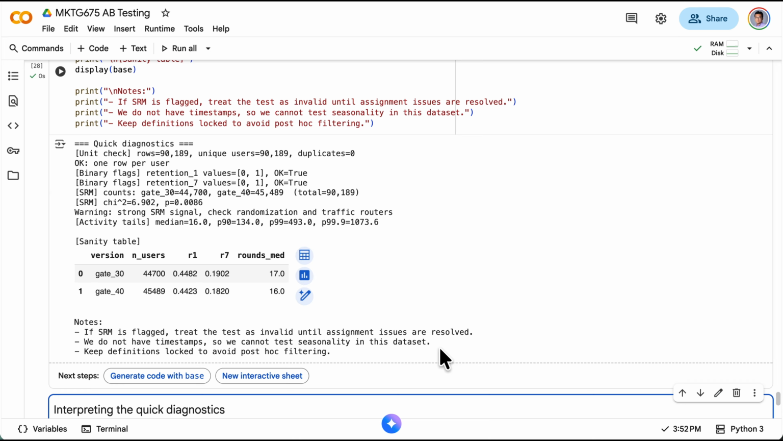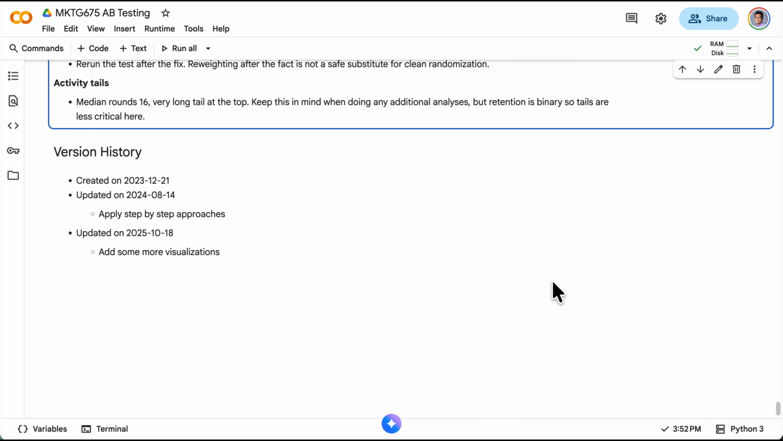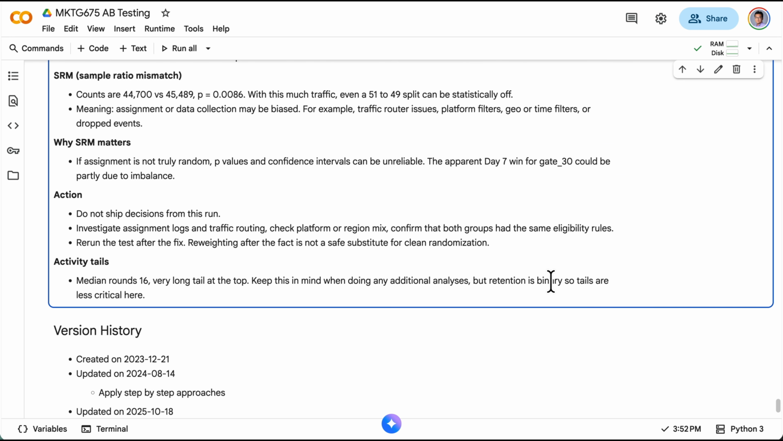The key takeaway is, because SRM is flagged, we should treat the test as potentially invalid from an experimentation standpoint. The correct next step in a real product environment would be to investigate assignment and logging, fix the cause, and then rerun the experiment. Clean randomization is more important than squeezing extra modeling out of a flawed test.